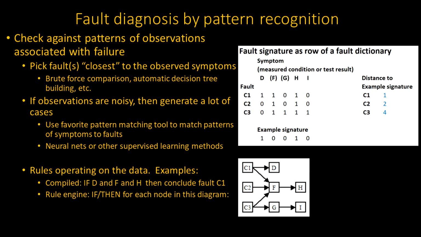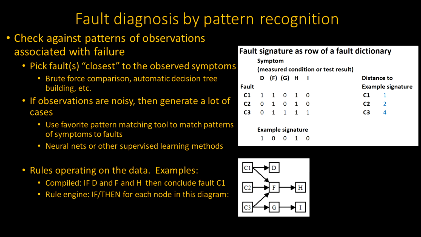And what you do is you go back to these kinds of diagrams like we showed before with the cause and effect, and you might choose to do what's called a compiled version, which essentially is like the fault signature, where you say, I really just consider the ultimate root causes and the measured outcomes. So, for instance, I might say, if D and F and H all happened, then conclude that it was fault C1. So you basically change that into a rule. That's kind of a compiled form, because again you're throwing away the direct causality information.